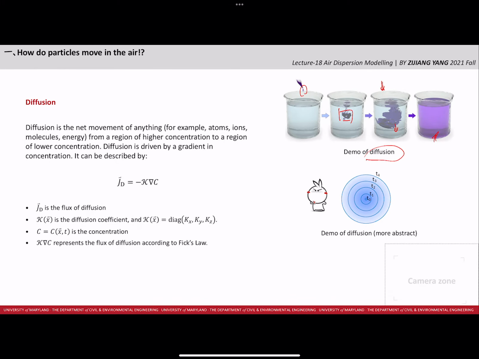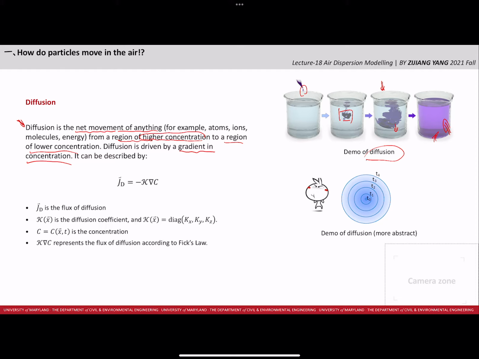The definition of diffusion refers to the net movement of anything, like atoms, ions, molecules, or energy, from a region of higher concentration to a region of lower concentration. So the driving force of diffusion is the concentration gradient. As long as we have a concentration gradient, there will be diffusion. But when the concentration gradient becomes zero, like it is uniform, then we do not have net diffusion.